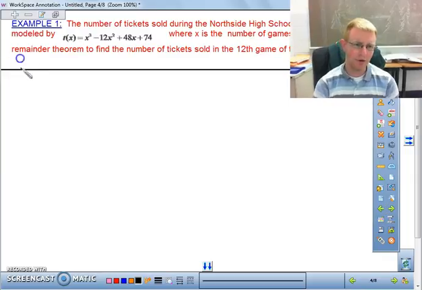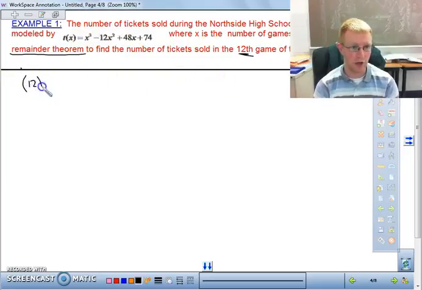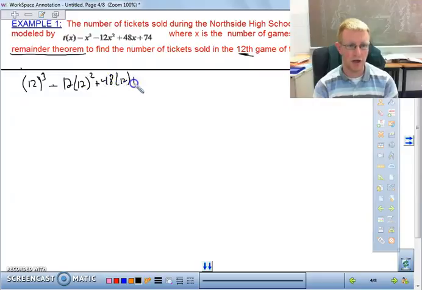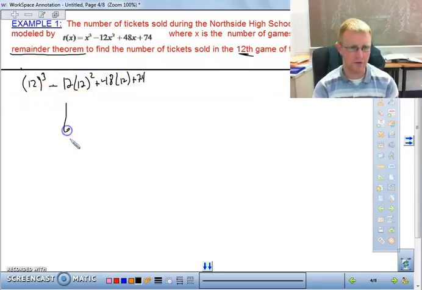Well, you probably don't need to know the remainder theorem to actually do this. If you realize that 12 represents the number of games and x represents the number of games, then most of you could probably just say, oh, well, I'll just do 12 to the third power. Oh, that's not a plus, that's minus. 12 to the third power minus 12 times 12 squared plus 48 times 12 plus 74. So you could absolutely do it that way, and you get an answer. And when you plug that in, you'll get 650.